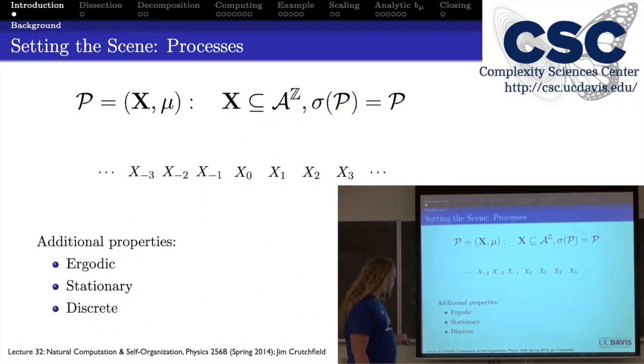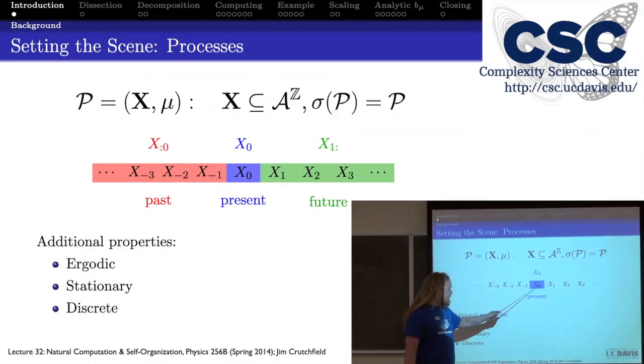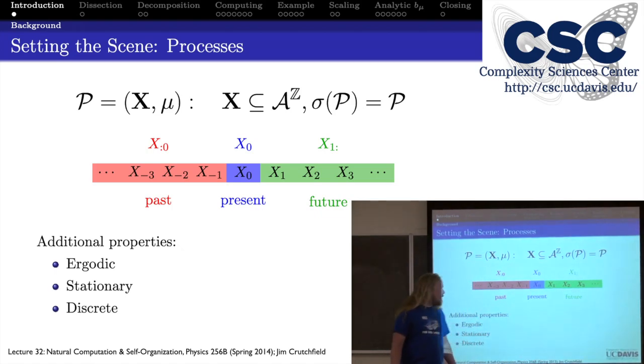Again, definition of a process and such, but we're going to single out different blocks. We're going to single out x0 and call it the present, the observable that we are seeing right now. Everything before that we'll call the past, and everything after the present is the future. We'll keep this color scheme for the rest of the talk: red is past, blue is present, green is future.